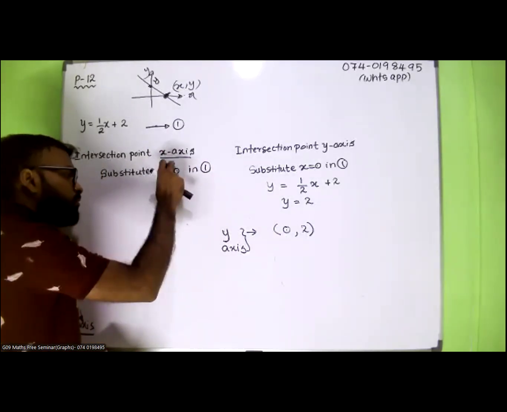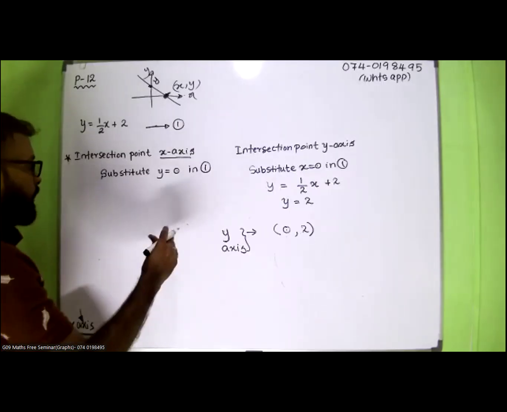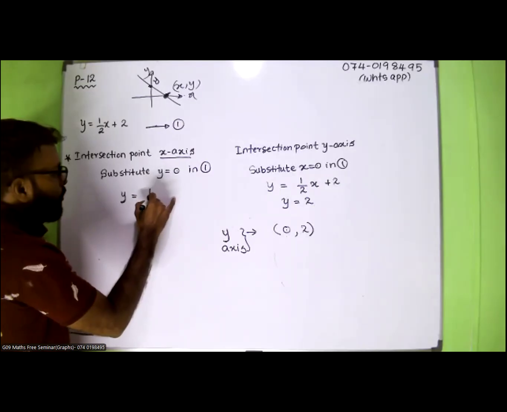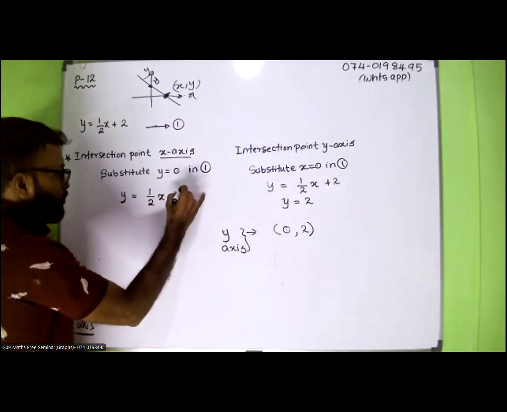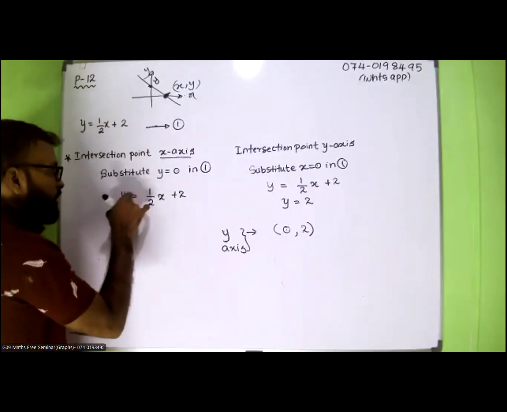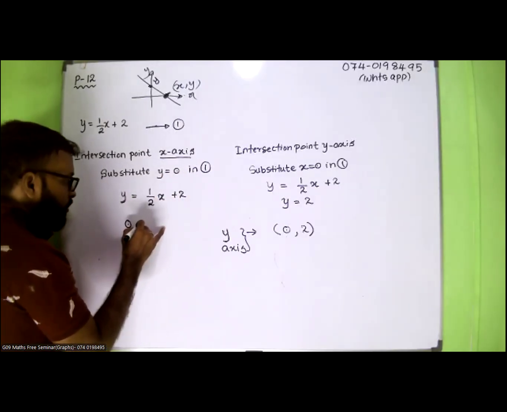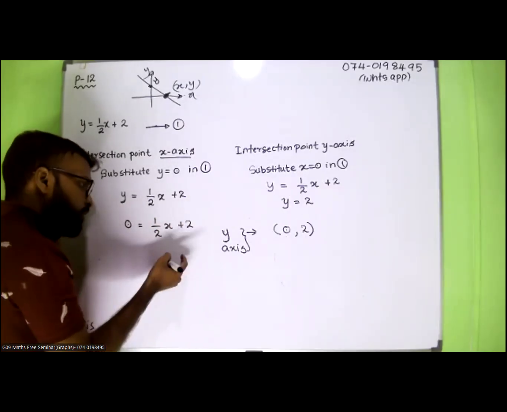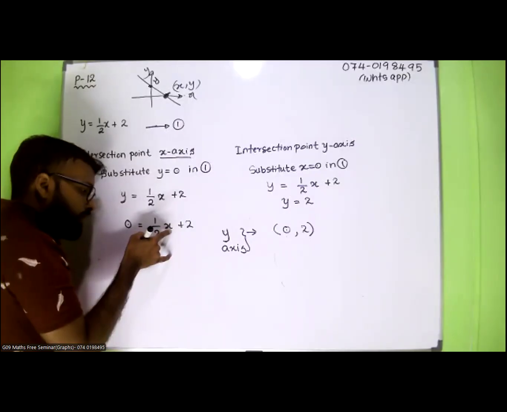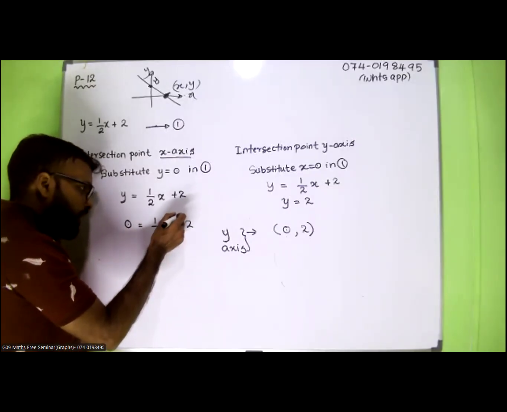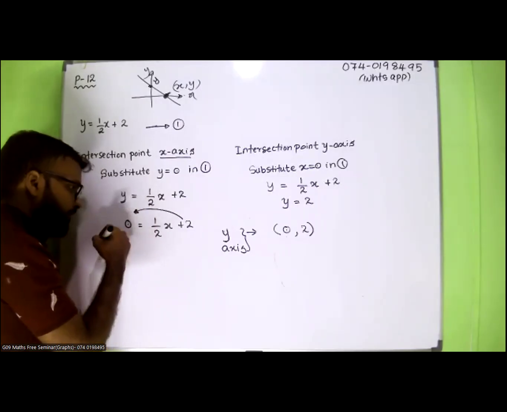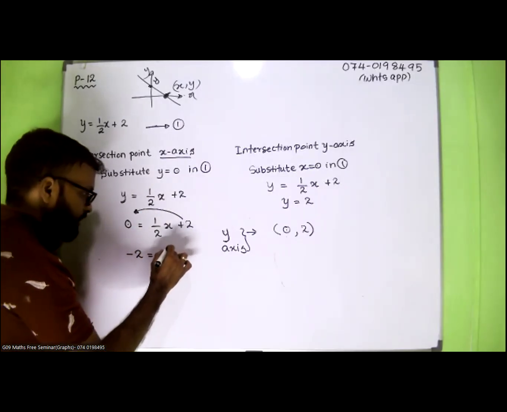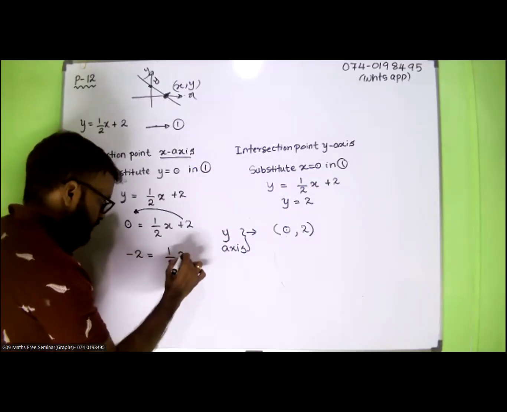Substitute y equals 0 in this one. So y equals 1 upon 2 x plus 2. Instead of y, I am going to substitute 0. 0 equals 1 upon 2 x plus 2. Now I need to find the value of x. Here I have positive 2. I am going to take this positive 2 to my left hand side. It becomes negative 2. Then I have 1 upon 2x.